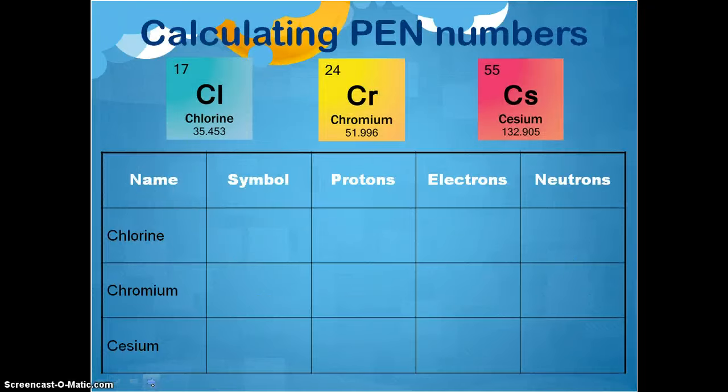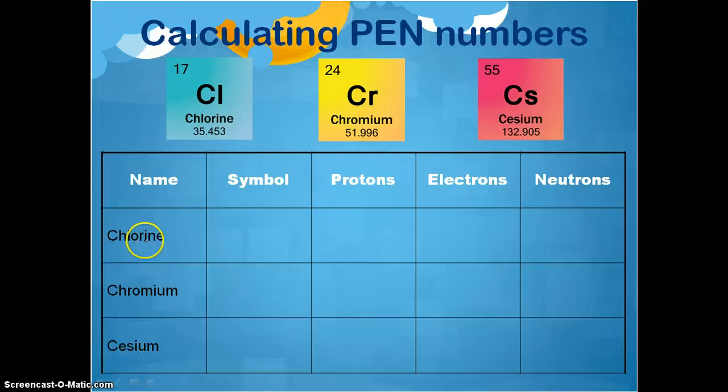So a couple more examples of calculating PINs. Now, if you notice, I've got three elements here, all start with the letter C. Now, when searching for these on the periodic table, it might be a good idea to start looking for those C symbols, but not always do the symbol and the name match up. So be careful when you're looking for those symbols that they match up correctly.